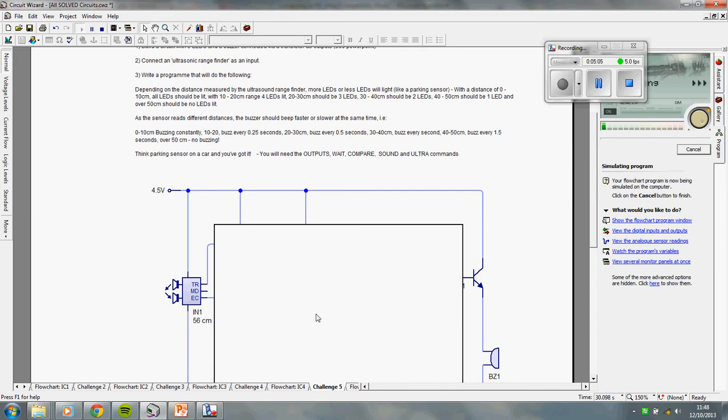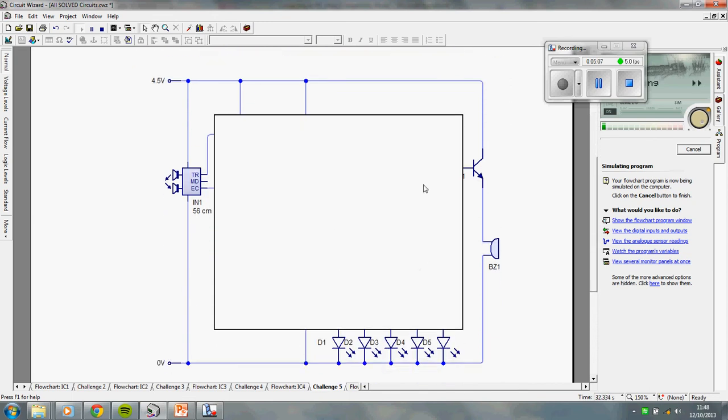Now, just to show you it working, if you get it working like this, you must have done it right. So 50 centimeters away, no buzzing, no LEDs. If I drop down to 40 centimeters away, I don't know if you can just about pick up that buzzing through my microphone, but you've got one LED lit and a very slow buzz. If I move to 30 centimeters, okay, the buzzing's a bit quicker and two LEDs are lit. If I move to 20 centimeters, even quicker buzzing, three LEDs.